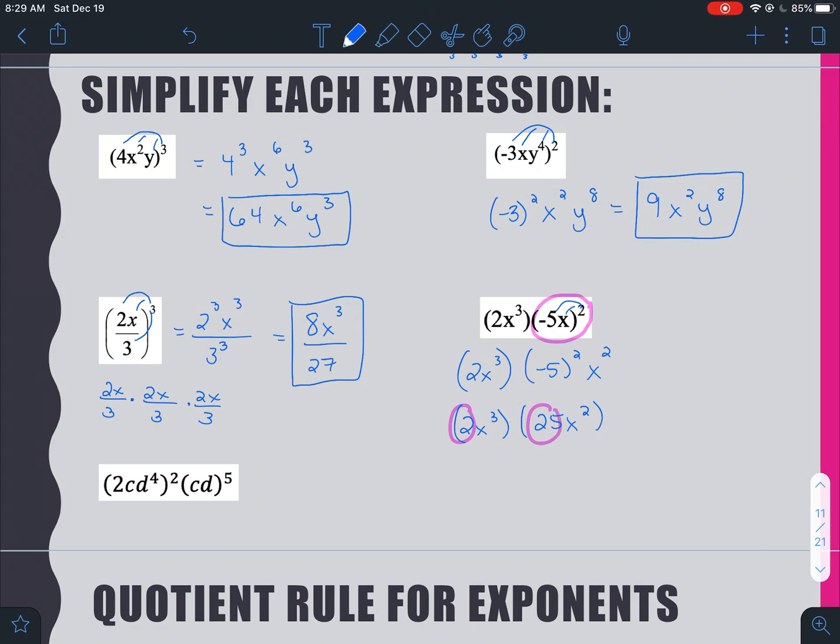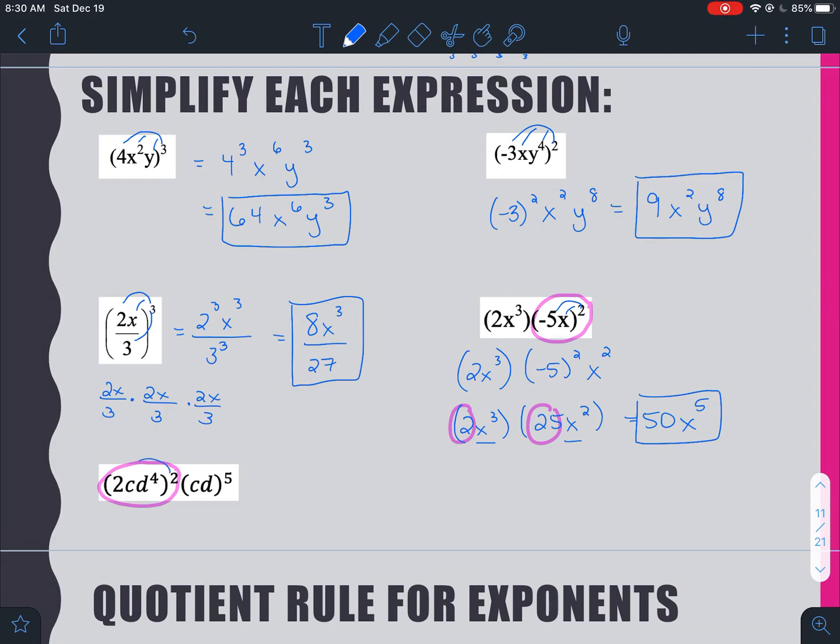And now it's just the normal product rule. So 2 times 25 is 50. And then x squared times x to the 3rd. Remember, with product rule, you just get to add the exponents. X to the 3rd times x to the 2nd would be x to the 5th. So that would be 50x to the 5th.